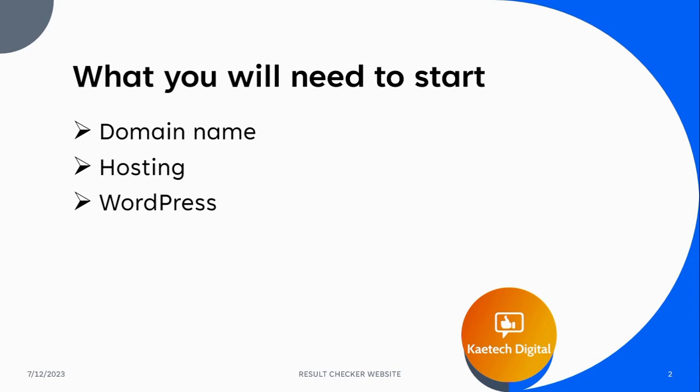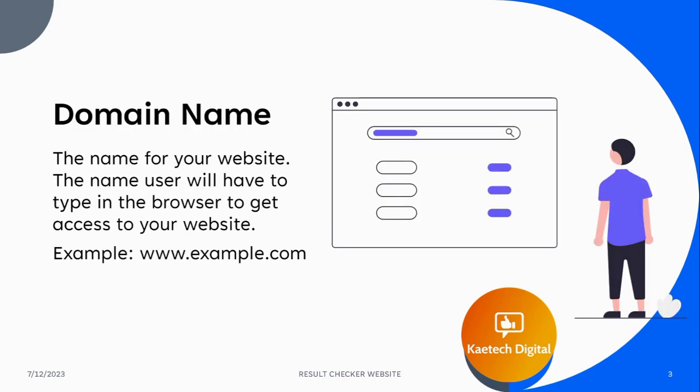So we need a domain name, we need hosting, and then we also need WordPress installed. So what is the domain name? The domain name for your website is the name that you give to your website. That is the name users will have to type in the browser to get access to your website. An example is www.example.com or maybe www.kitechdigital.com. That is what a domain name is. So that name that any user will type in the browser to be able to get access to your website is the domain name.